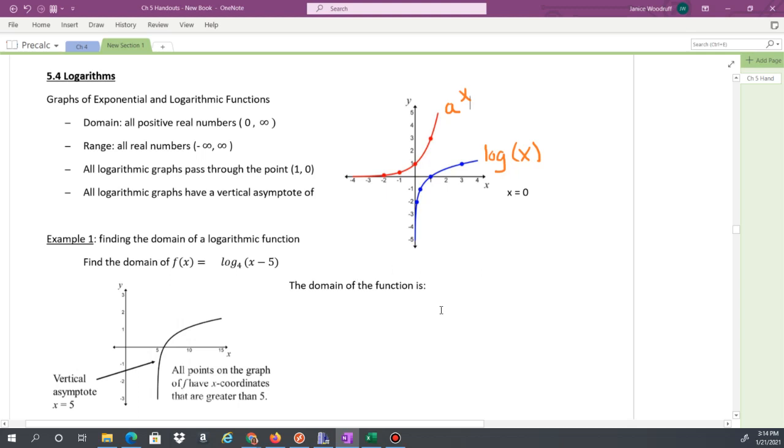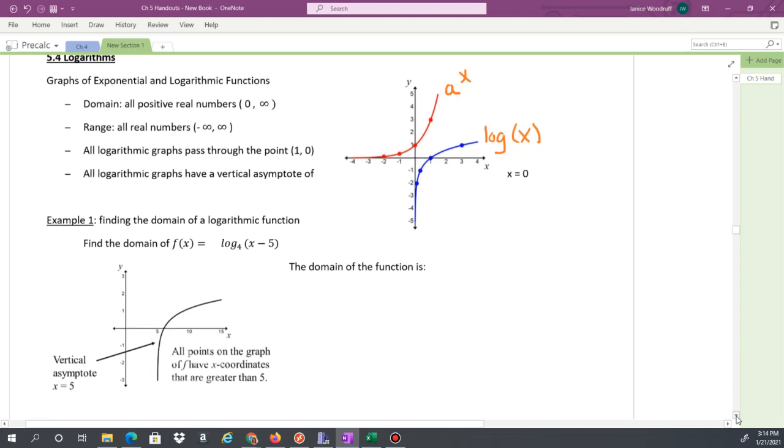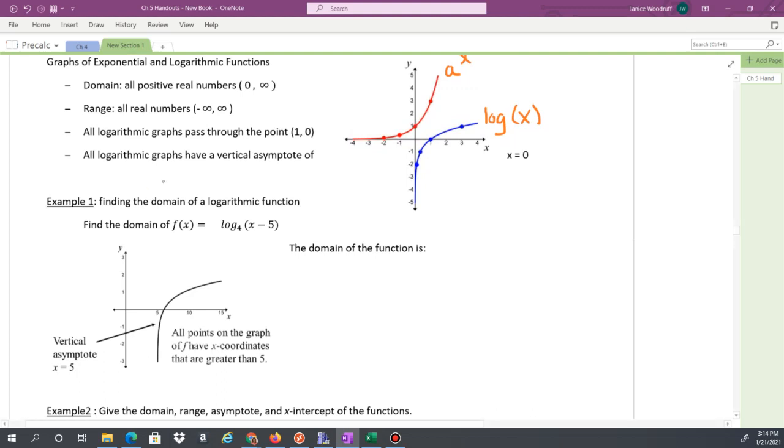To find the domain of a logarithmic graph, it's actually pretty easy here. All we're going to do is take whatever is after the logarithm, set it greater than 0, and then solve. So this is going to be x is greater than 5. And then that is going to be your domain. So if we take a look here, we would have the domain of 5 to positive infinity.